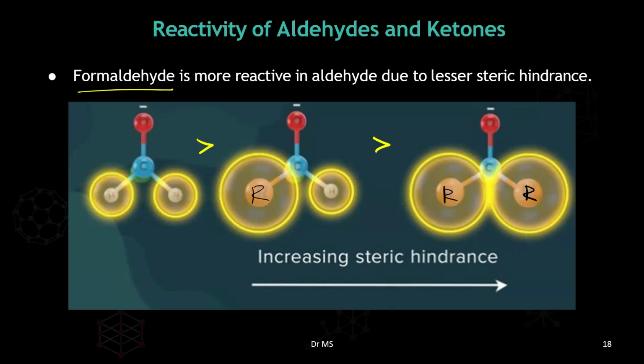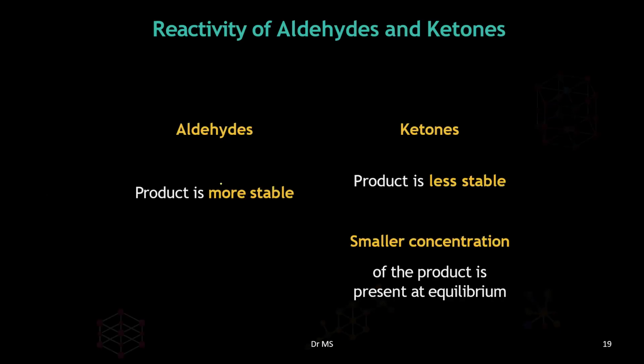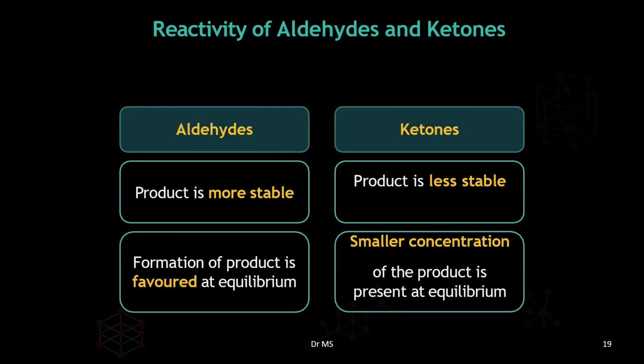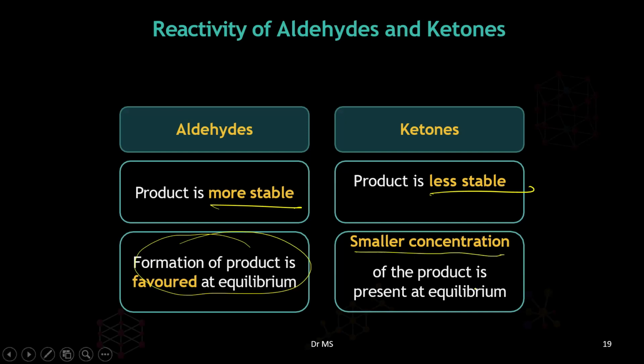Next one, ketones product is more stable. In aldehydes, product is more stable. In ketones, it is less stable. Okay, that's how formation of the product is favored at the equilibrium, whereas here the small concentration of the product will be formed at the equilibrium.